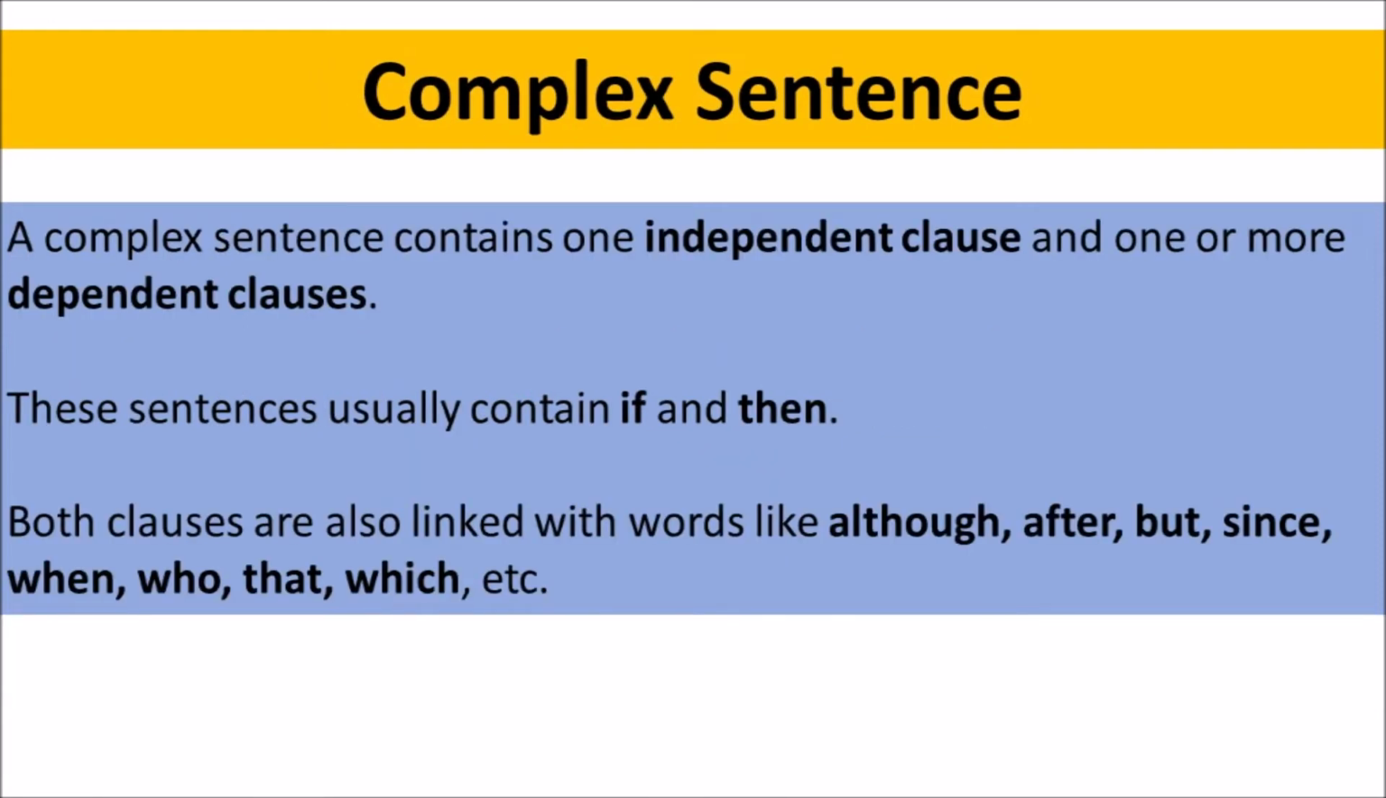Complex sentence. A complex sentence contains one independent clause and one or more dependent clauses. These sentences usually contain if and then. Both clauses are also linked with words like although, after, but, since, when, who, that, which, etc.